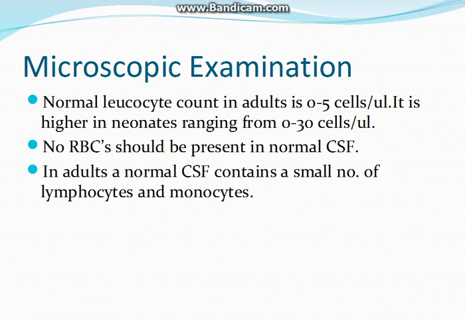In the microscopic examination, the normal WBC count in adults is less than 5 cells per microliter, and it is higher in neonates, where it ranges from 0 to 30 cells per microliter. Ideally, no RBCs or neutrophils should be present in normal CSF. Only a small amount of lymphocytes and monocytes can be present.